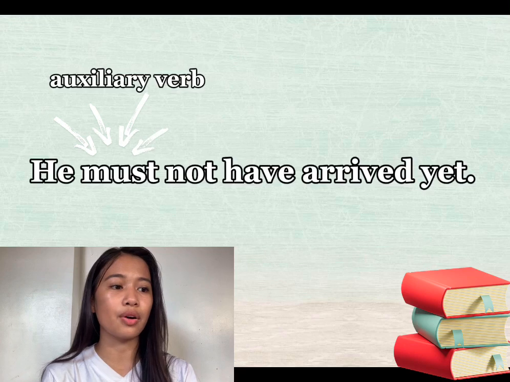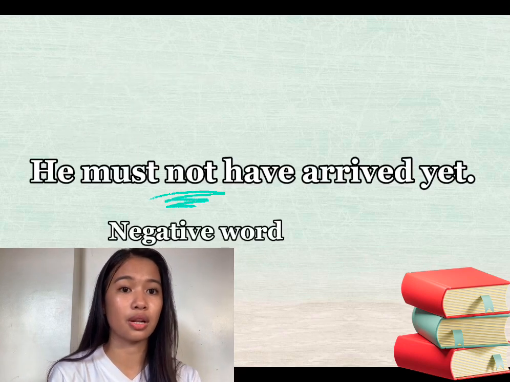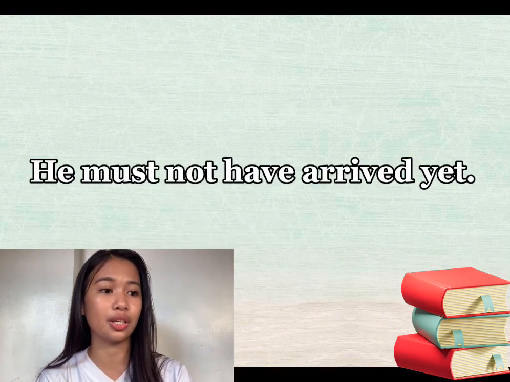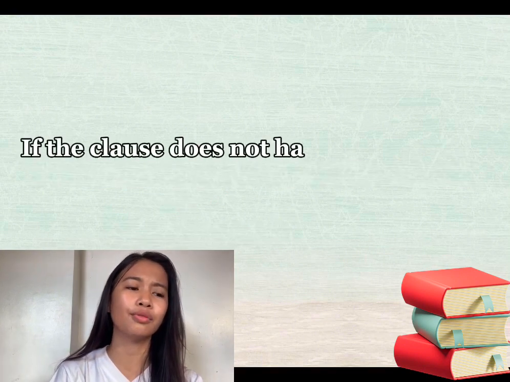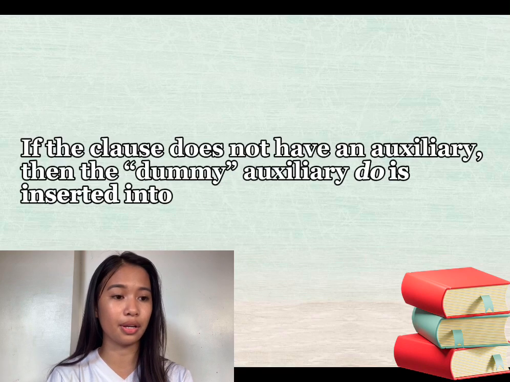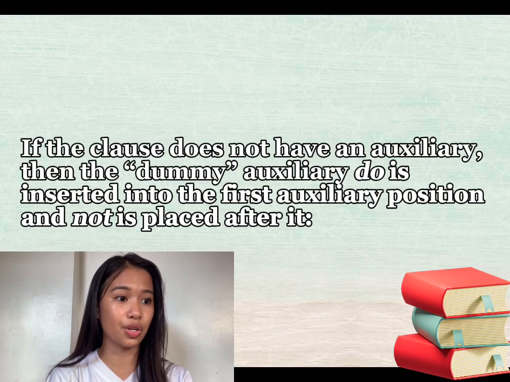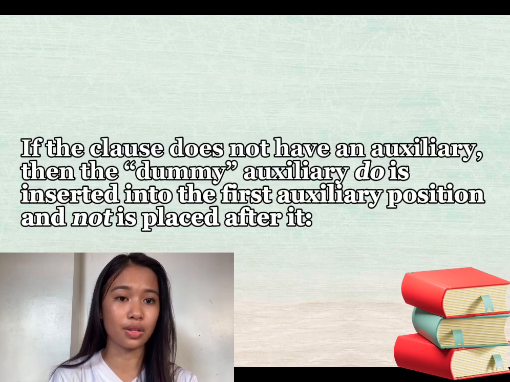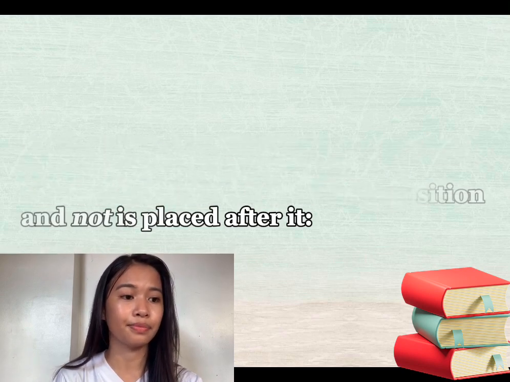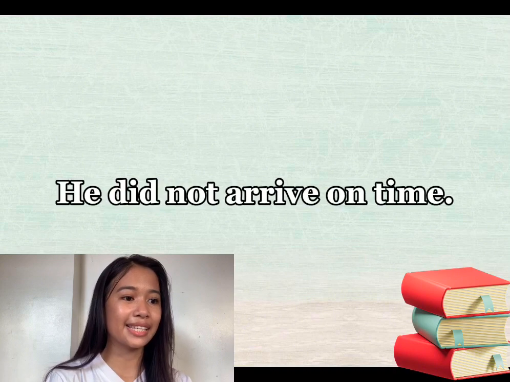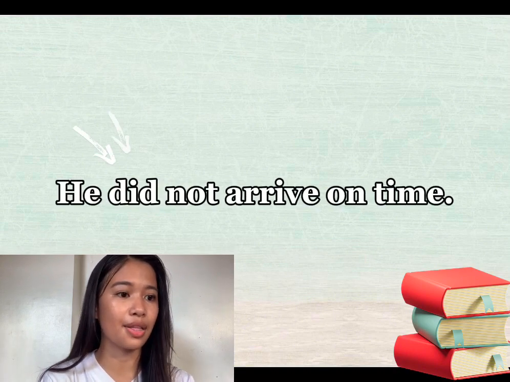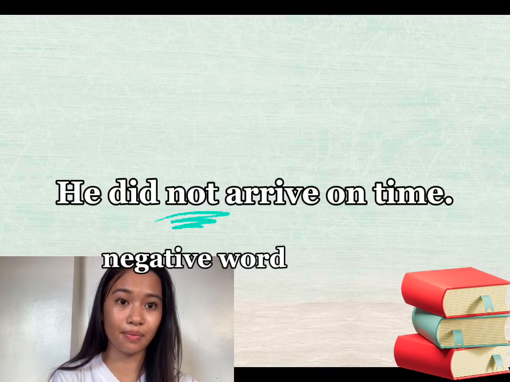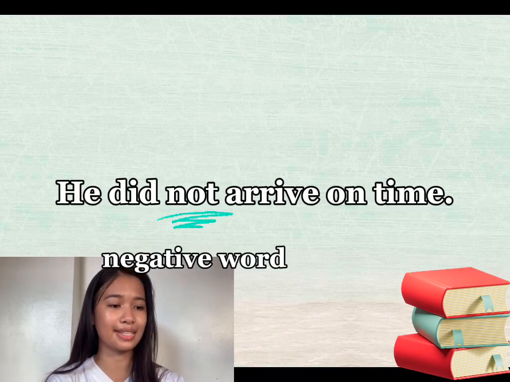He must not have arrived yet. Must is the auxiliary verb and not is the negative word or the negation in the sentence. If the clause does not have an auxiliary, then the dummy auxiliary do is inserted into the first auxiliary position and not is placed after it. Another example. He did not arrive on time. Did is the auxiliary verb and not is the negative word or the negation in the sentence.